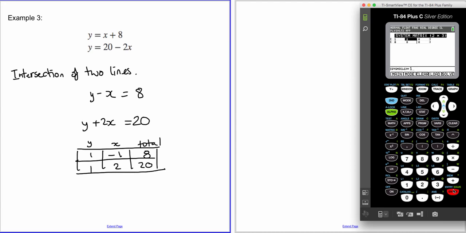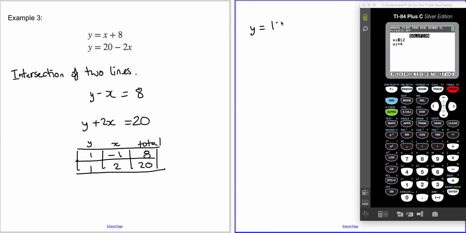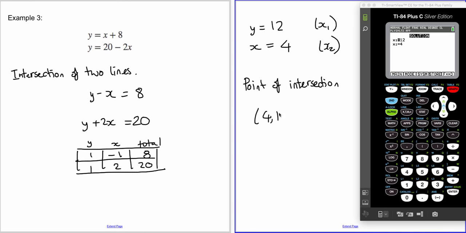I'm going to go ahead and type that into the matrix on the calculator. In this case our first unknown was y and our second unknown is x. And so the point of intersection we find is 4, 12. You can check that out with the equations. The first equation says y is x plus 8, which is 12 equals 4 plus 8. And the second one, 12 equals 20 minus 2 times 4, which is correct.